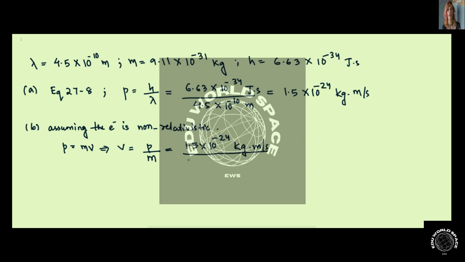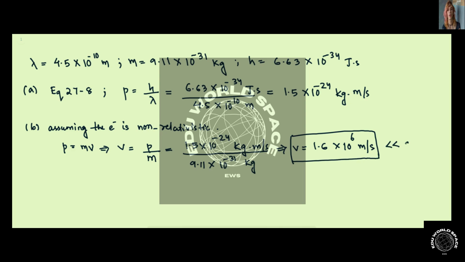And mass of the electron is 9.11 times 10 to the power minus 31 kg. So we get the velocity to be around 1.6 times 10 to the power 6 meter per second. And this is very, very less compared to the speed of light c. So our assumption kind of makes sense.